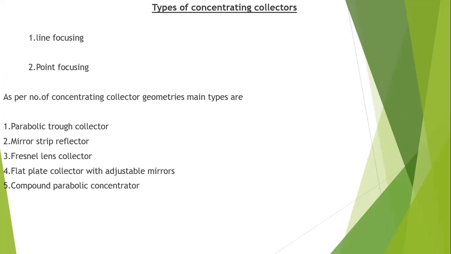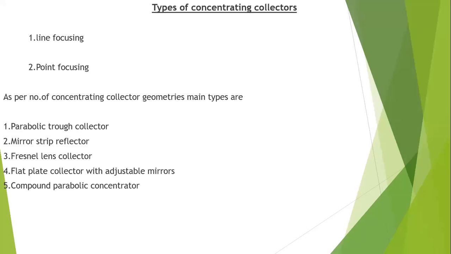This line focusing collector has a collector pipe, and the entire solar radiation is focused into a line, and onto the line a collector pipe is connected, and the entire solar radiation is collected by this collector pipe. Next, point focusing, as the name itself indicates, means the entire solar radiation is focused onto a point. So a small volume through which the heat transport fluid flows is a point here.